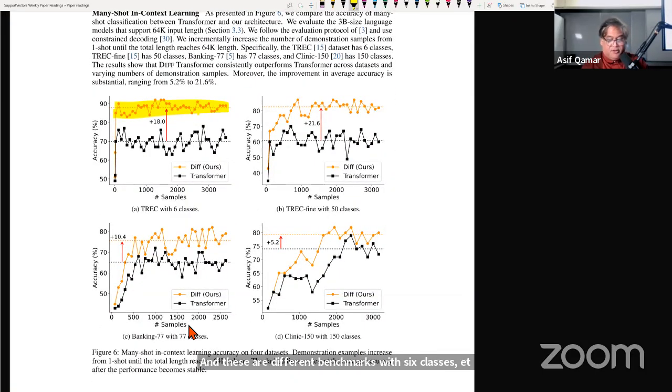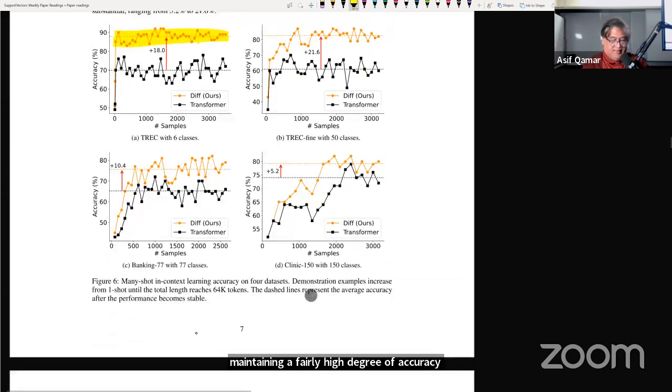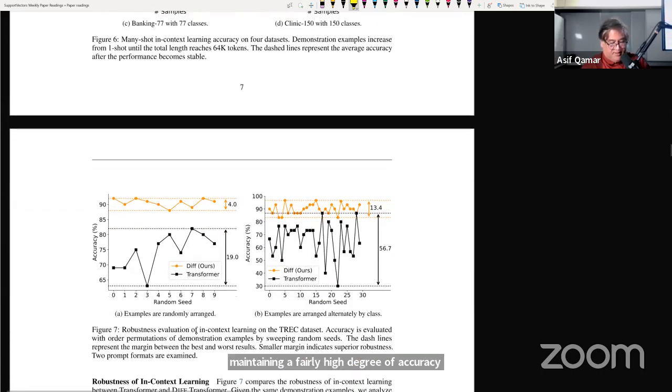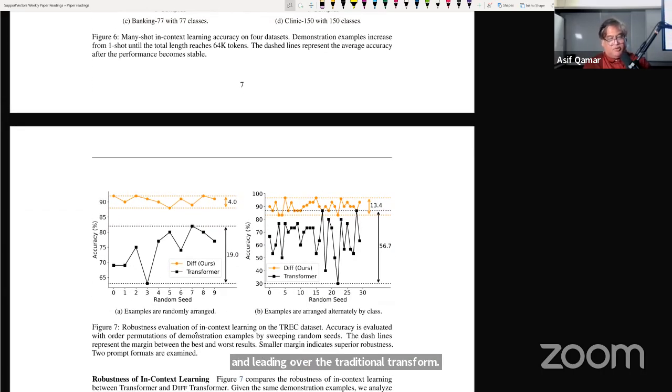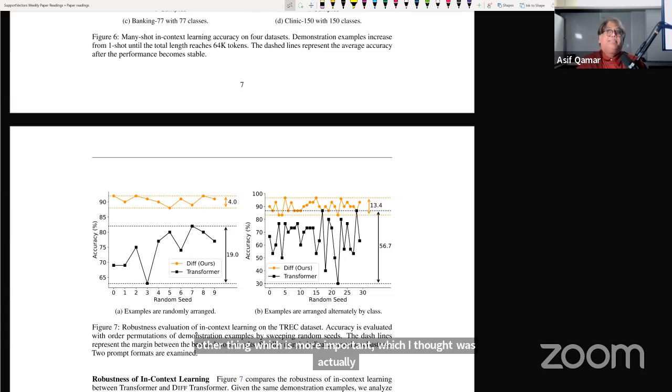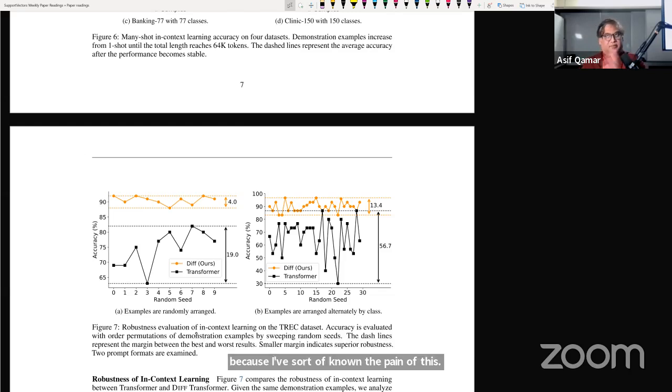But wherever you look, the one thing that's clear is that the diff transformer seems to be maintaining a fairly high degree of accuracy and leading over the traditional transformer. That is one. The other thing, which is more important, which I thought was actually, because I've sort of known the pain of this, is that suppose you give exemplars.